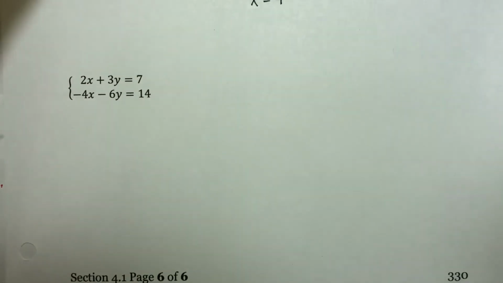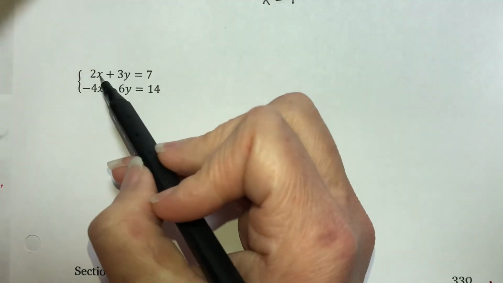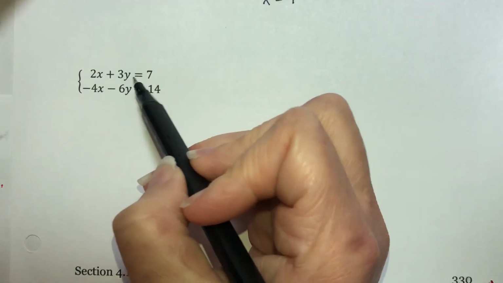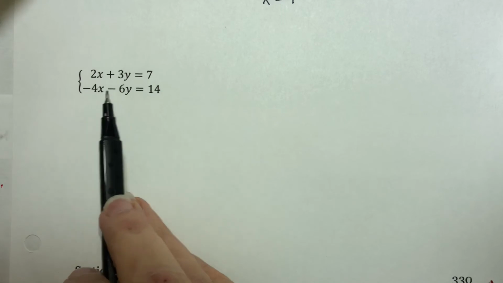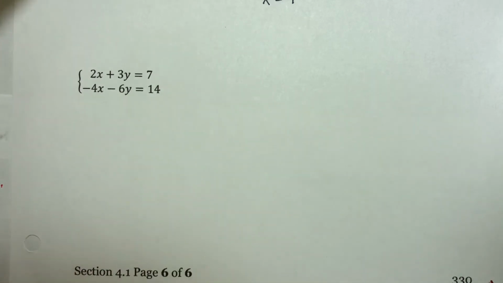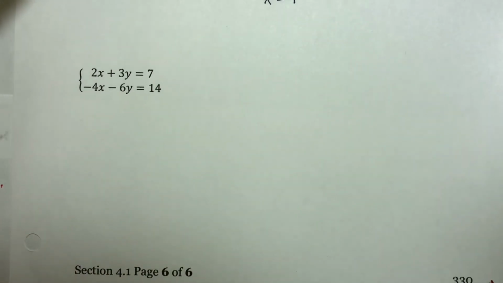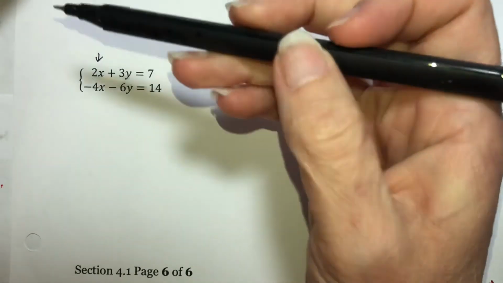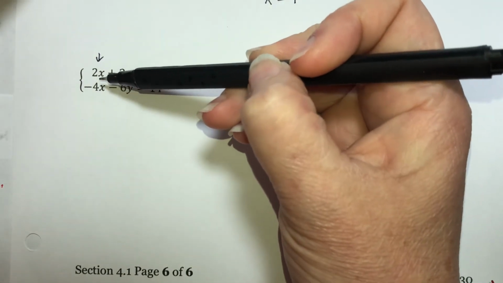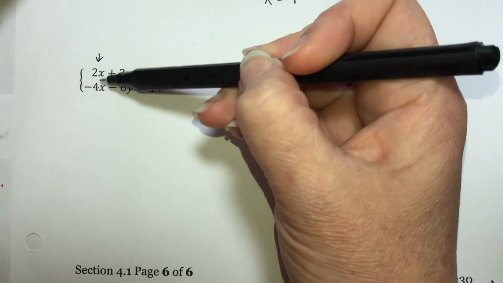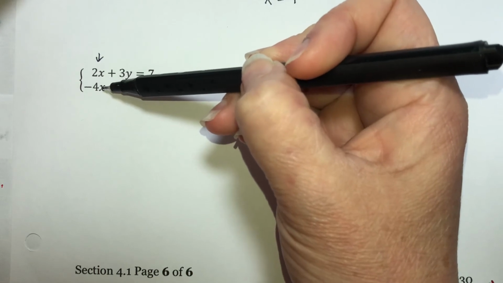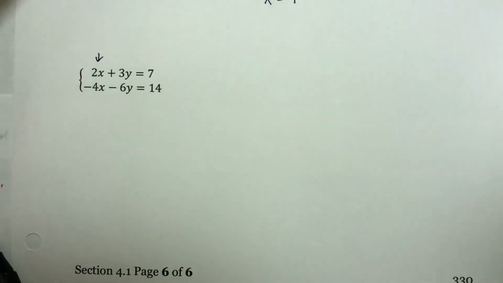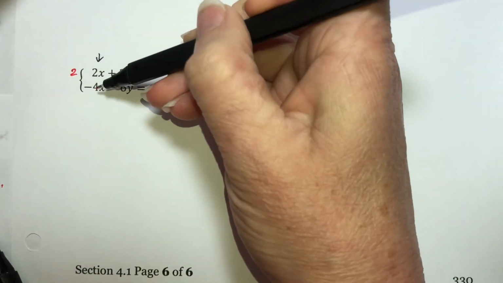Okay, one more. I have 2x plus 3y equals 7, and -4x minus 6y is equal to 14. Now we just need to pick a variable to get rid of, so let's say we're going to get rid of x again. Ignore your signs for a minute. I have a 2 and a 4. If these were common denominators, I would be trying to create a 4, correct? So if I multiply this top equation by a 2, I'll have a 4 here and a 4 here.